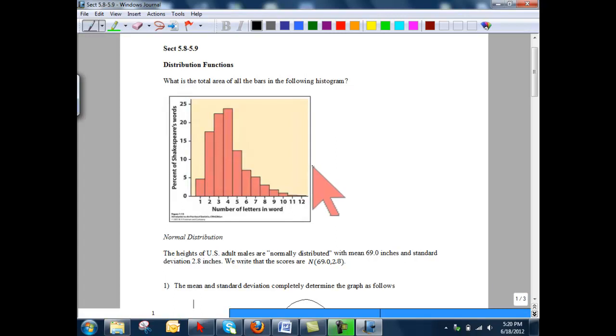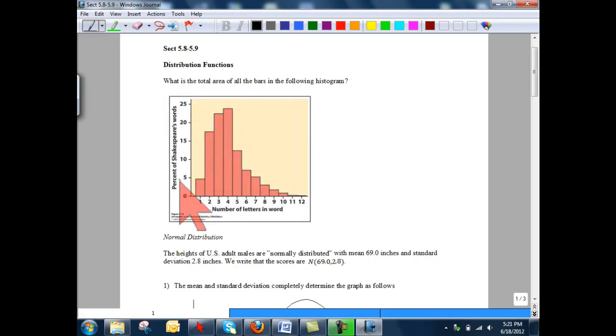What someone has done has been to take all of the writings of Shakespeare, enter them in a computer somehow, and then have the computer go through and count the lengths of the words, the number of letters. So some words have one letter, some have two, some have three, some have four. A few words have as many as 10, 11, or 12 letters in them. And this graph shows the relative counts.